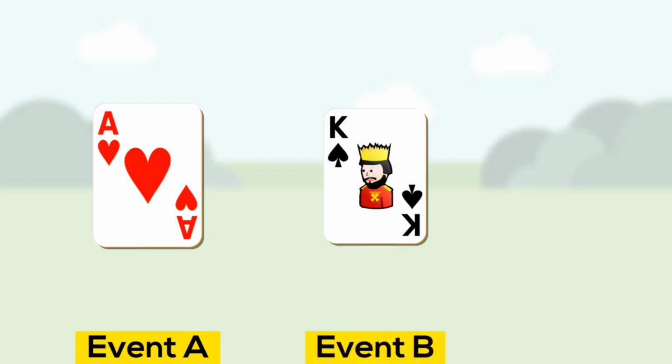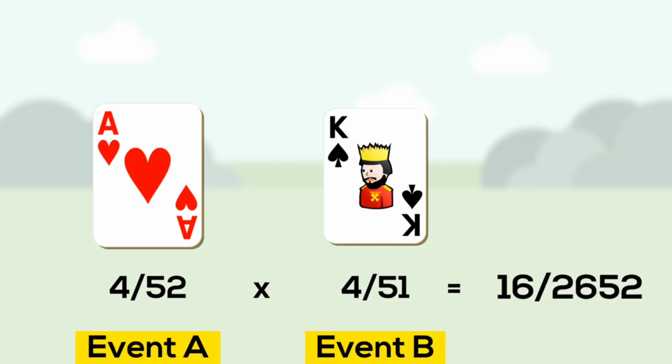We'll start with the probability of drawing an ace. 4 out of 52 cards are aces. Then, we'll need to calculate the probability of drawing a king, given that we've already drawn an ace, which is different than the probability of drawing a king from a full deck. There are 4 kings left in the deck, and there are 51 cards remaining, since we're holding on to an ace. We multiply these two probabilities together, and we get a probability of 16 out of 2,652, about a 1 in 167 chance.